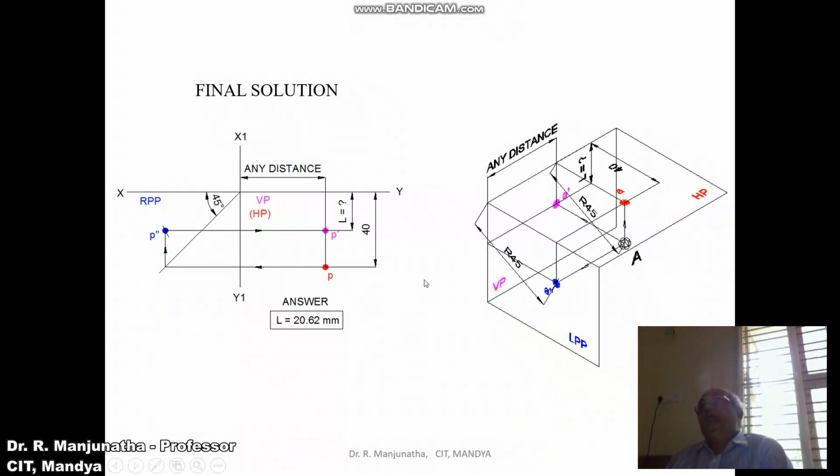Now we are going to try to solve the problem. First we are going to draw the XY line and X1Y1 line and mark XY and X1Y1. As he says, it is VP and HP, so write VP and HP in bracket and LPP. It should be LPP here. Then the distance with respect to the profile plane, you can take any distance and draw a vertical thin projector line. Then the distance in front of VP is 40 mm.